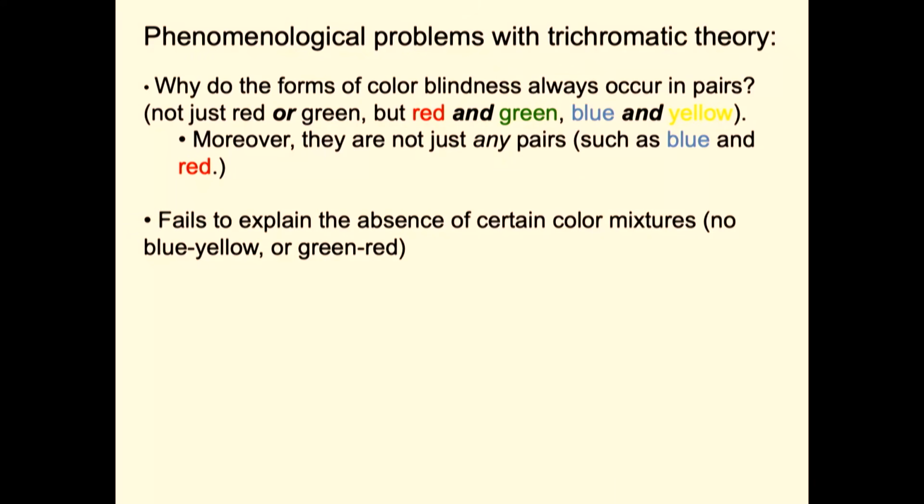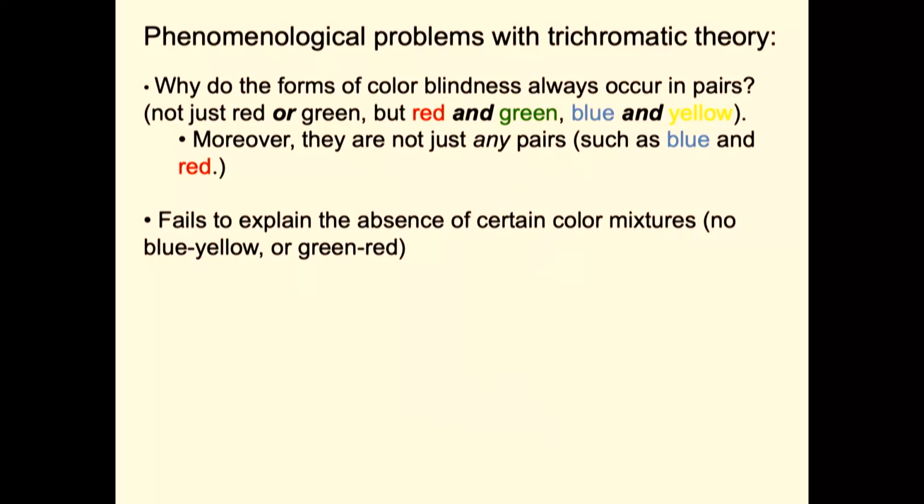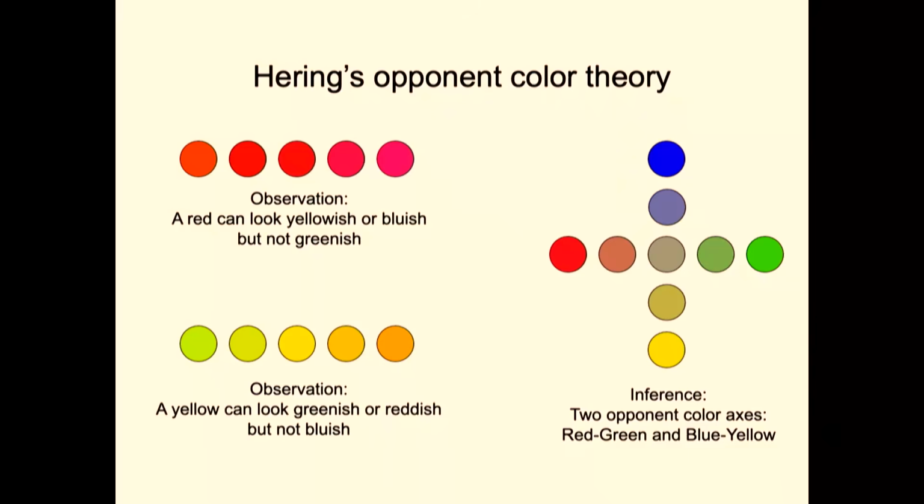And the pairs are not arbitrary, right? So it's not just any pairs. So you don't ever get blue-red colorblindness. Okay? So again, people were aware that colorblindness existed, okay? And that led people to question the proposal that vision was purely trichromatic. Okay? Trichromacy also really doesn't give a very clear explanation for the fact that it's impossible to create certain kinds of color mixtures, right? So there's really no such thing as a bluish yellow or a greenish red. Okay? And so this gave rise to a competing theory.